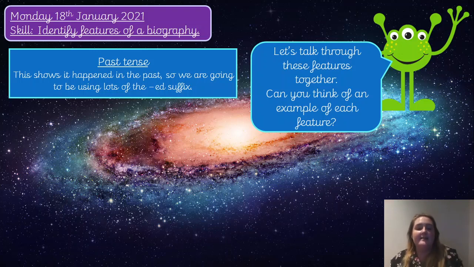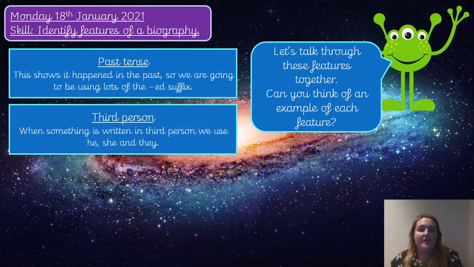Okay, let's have a look at our next feature then. Third person. When something is written in third person, we use he, she and they. And once again, I would like you to think of an example that we might use in our biography about Tim Peake this week using he, she or they. Pause the video please and talk to the person next to you. Okay, so we might have come up with an example like he trained really hard to become an astronaut, or he wore a spacesuit.